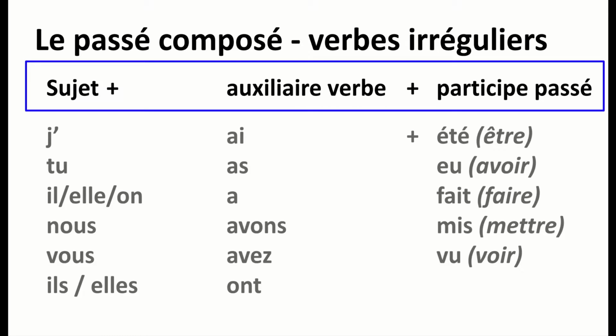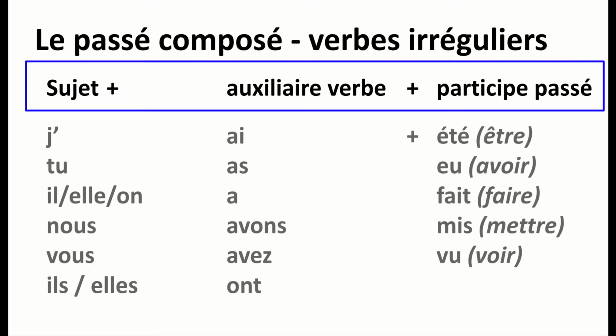J'ai fait. J'ai fait mes devoirs. J'ai fait un gâteau avec mes filles. I did my homework. I made a cake with my daughters. J'ai mis. J'ai mis mes clés dans mon sac. I put my keys in my purse.